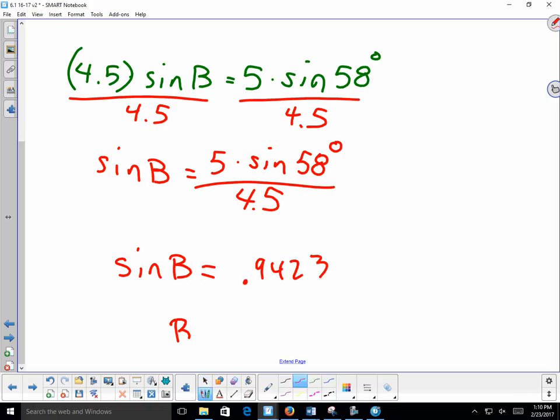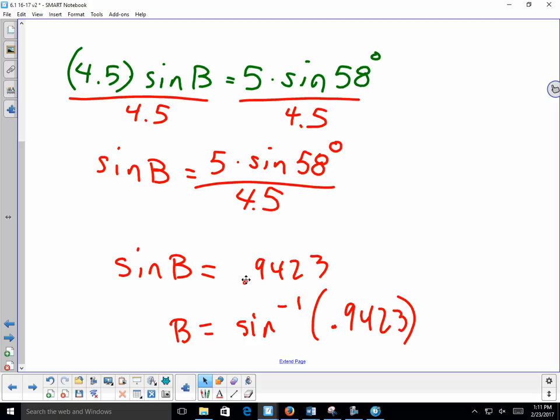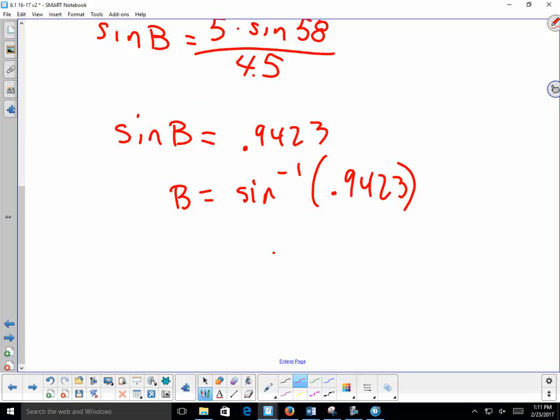So go ahead and find angle B by doing sine inverse of 0.9423. What did you get? 1.2294. Okay, 1.2294, but that's what units? Radians. 1.2294 radians. Can you convert that to degrees? By multiplying by 180 divided by pi. Danny? I got 70.4. Give me one decimal place. 70.4 degrees. Do people agree with this? Are we okay with this?